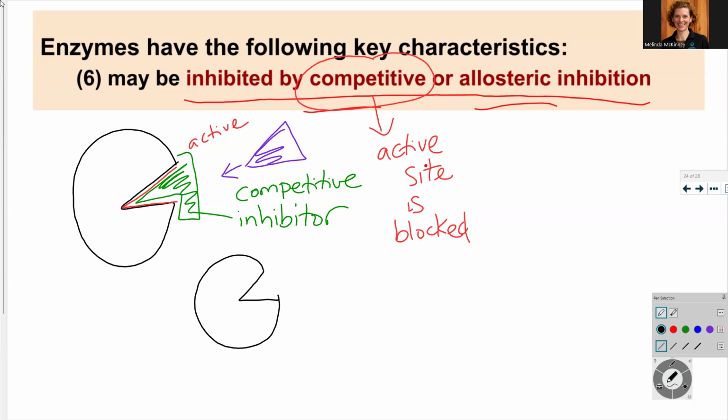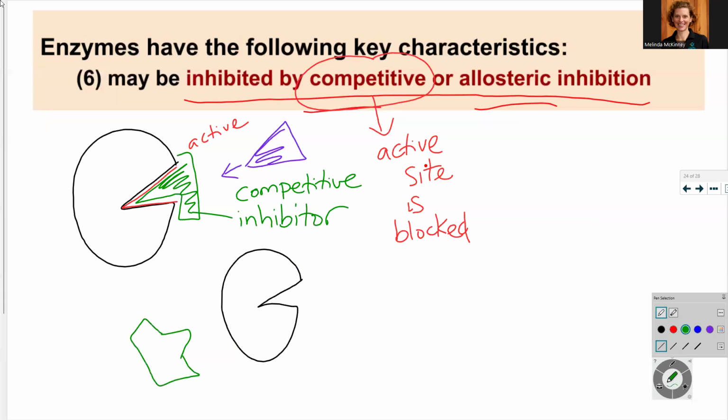But what happens is, I'm going to erase, shoot. So we've got, here's my Pac-Man. But we have an inhibitor coming along. So here, let's say this is an inhibitor. I'm just going to draw a different color, a different shape of an inhibitor. This is allosteric. Another word is non-competitive.